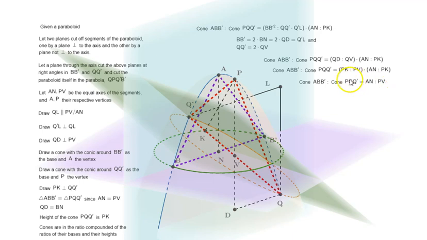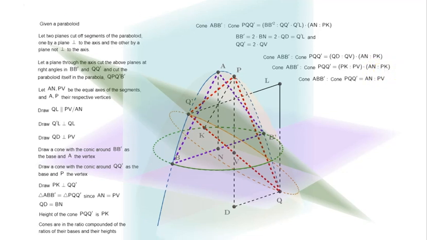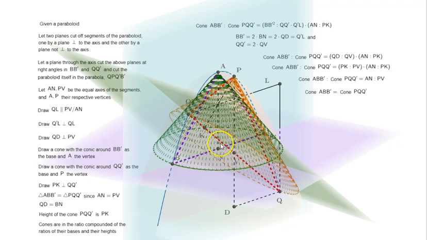Now, how did we get this? Here, if you notice, PK is the antecedent, and here it is the consequent, and we are left with AN is to PV. We have reached this stage. Now, what's next? Cone ABB prime is equal to cone PQQ prime. Why? Because AN is equal to PV. Since AN is equal to PV, that means cone ABB prime is equal to cone PQQ prime. Remember, here we are talking of the cones. So the volumes of these two cones are equal.